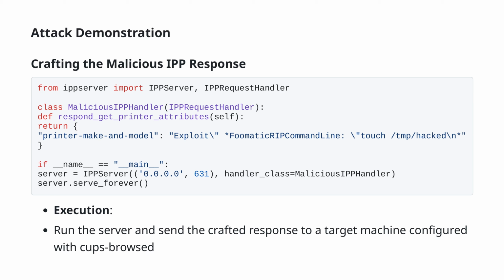To put this into action, we instantiate an IPP server on port 631 and pass our malicious IPP handler to handle any requests. By running this script, the server will continuously respond with the crafted malicious attributes. When the print job is processed by the target machine configured with cups-browsed, the embedded exploit command gets executed. This scenario effectively simulates how an attacker might compromise a system by exploiting printer service vulnerabilities.